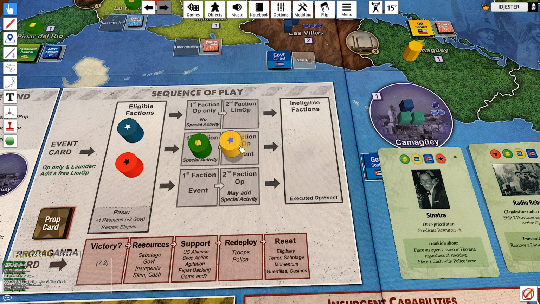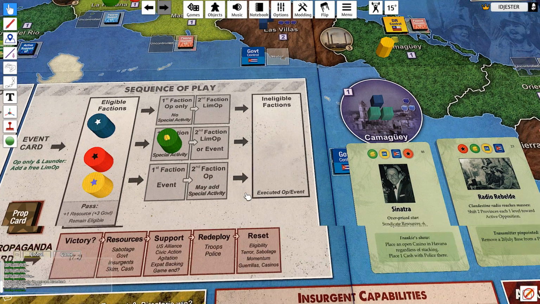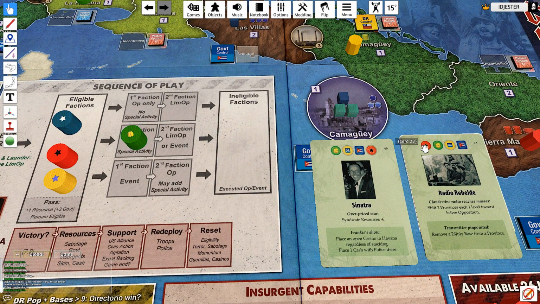So that's his three choices. So in this case, yellow, again, this is where the strategy and the matrix comes in. He's got to figure, okay, well, I don't really like the event because it doesn't really help me. Opening a casino for the yellow player does absolutely nothing for him.